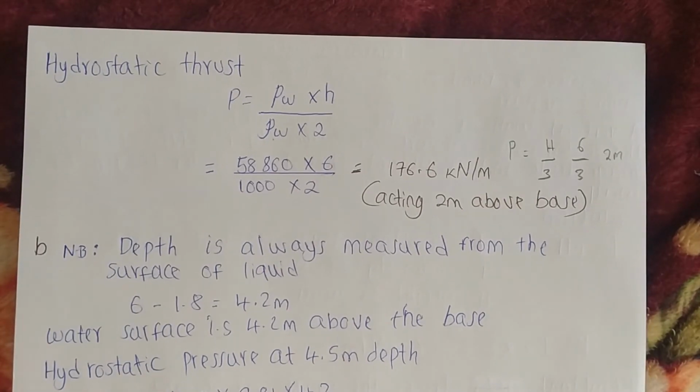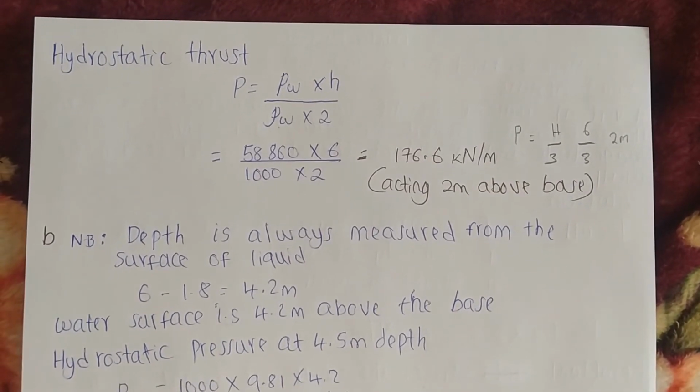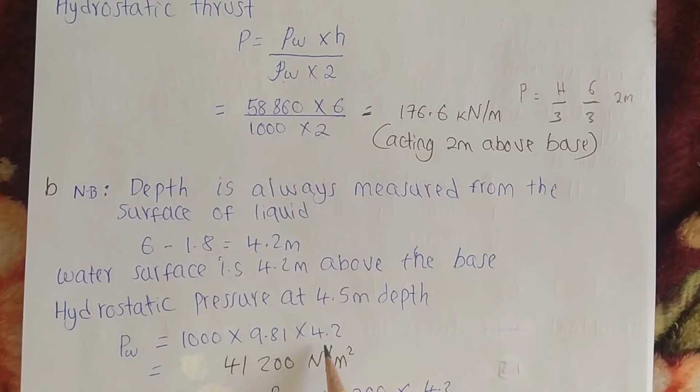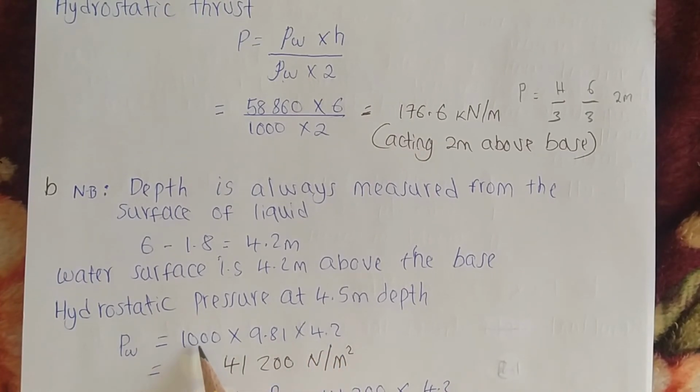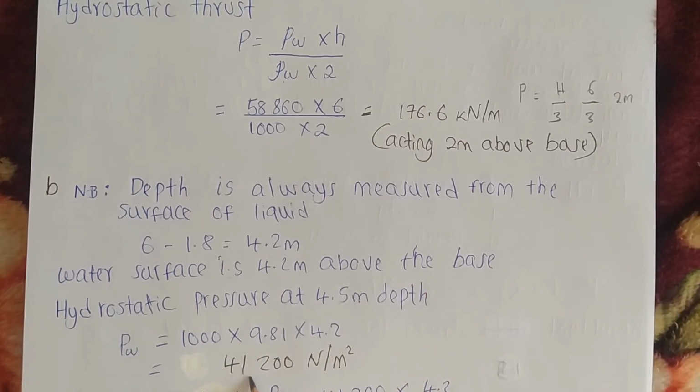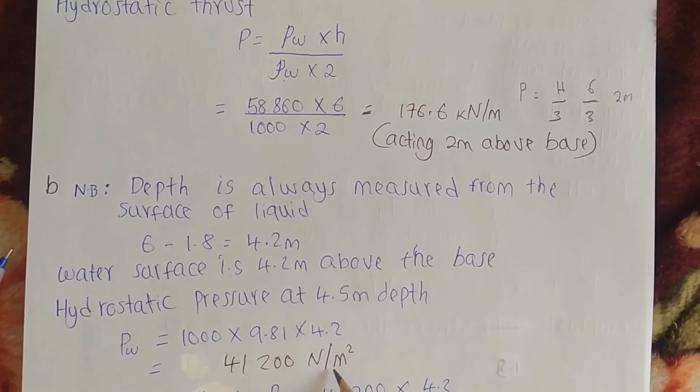Then we shall calculate the hydrostatic pressure. We shall use the same formula. PW is equal to rho W multiplied by the gravitational acceleration multiplied by the height. In this case, 1000 is our density, multiplied by 9.81, the gravitational acceleration, multiplied by 4.2, which is our height. When you calculate that, you'll get your answer, 41,200 newtons per meter squared.